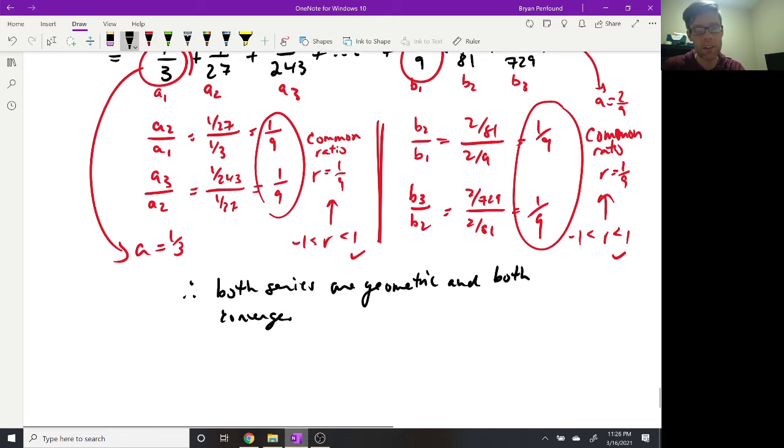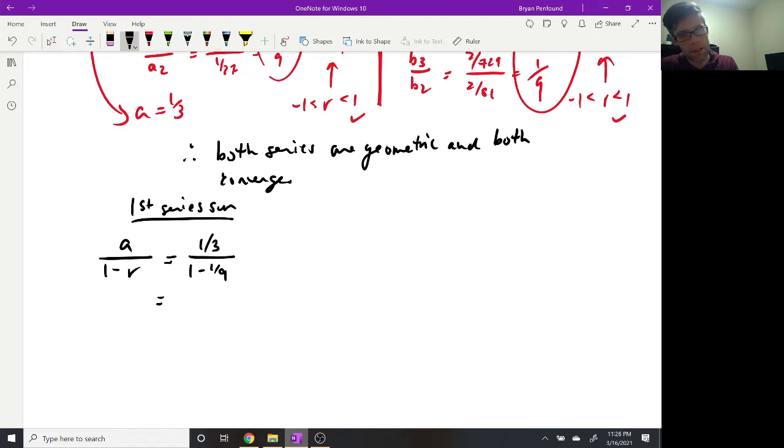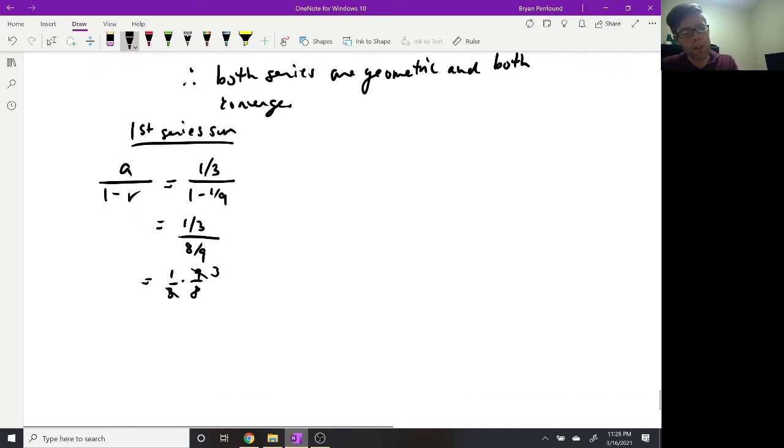Okay, so for the first series, the sum is a over 1 minus r. We said that a is equal to 1/3, and we found that the r value is 1/9. Let's simplify this expression. We get 1/3 divided by 9 minus 1, so 8/9. So 1/3 times 9 over 8. We can get rid of a factor of 3, so it looks like 3/8 is going to be our final sum over here.